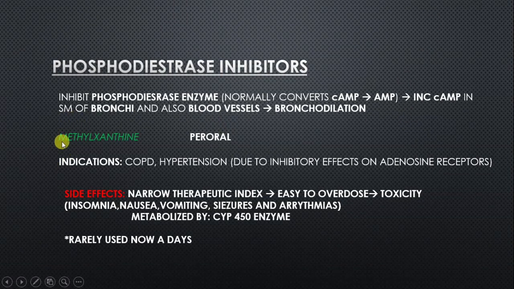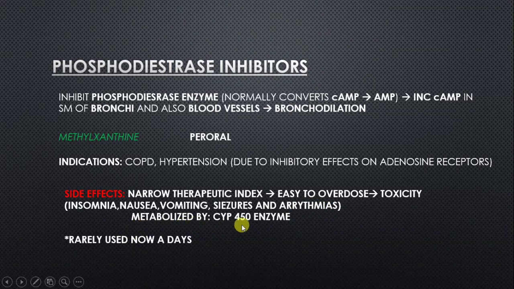So the class of medication includes theophylline, a methylxanthine, which is a per oral medication, indicated for COPD and hypertension because they act over blood vessels, leading to vasodilation and decreased heart rate. Side effects are due to the narrow therapeutic index. They are easy to overdose. A small increase in the medication level can cause toxicity, and the toxic symptoms are insomnia, nausea, vomiting, seizures due to toxicity in the CNS, and toxicity to the CVS causes arrhythmias.